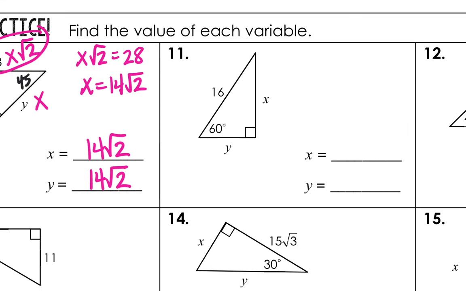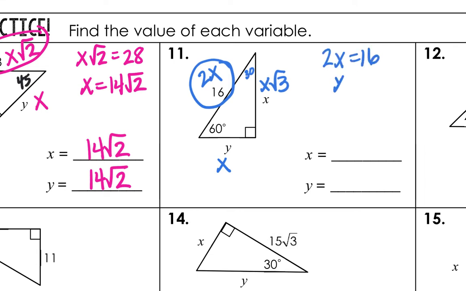Okay, number 11. This time we have a 30, 60, 90. So I'm going to come up here, I'm going to do 30. Across from 30 is x, across from 90 is 2x. The other side is x square root of 3. They gave me 2x. 2x equals 16, so x is 8. So x square root of 3 is 8 square root of 3. So their x is my 8 square root of 3. Their y is my x.